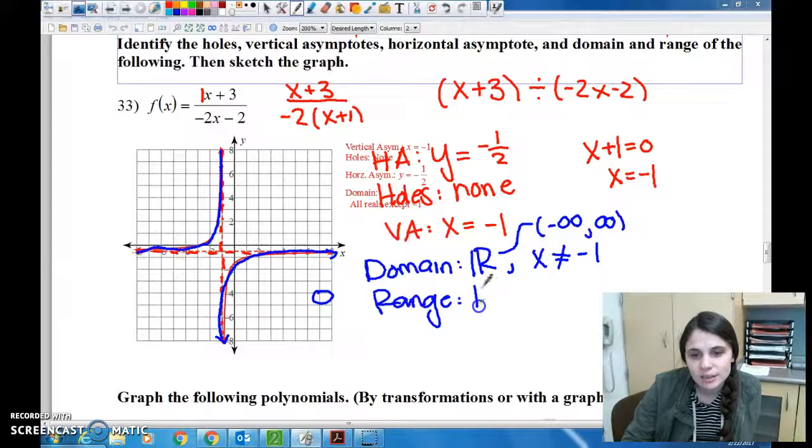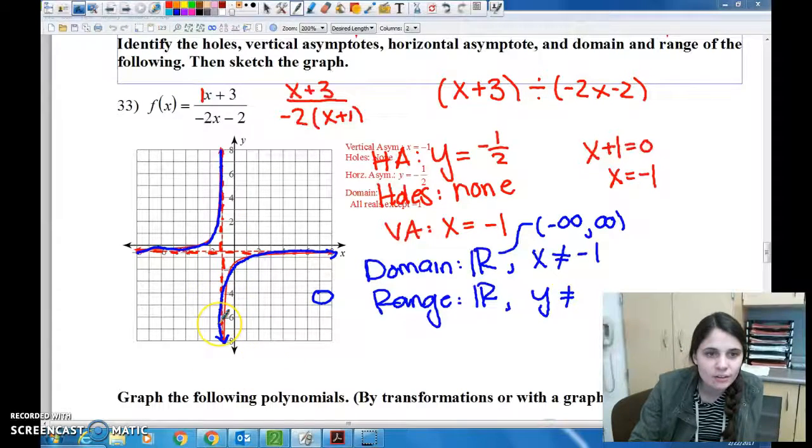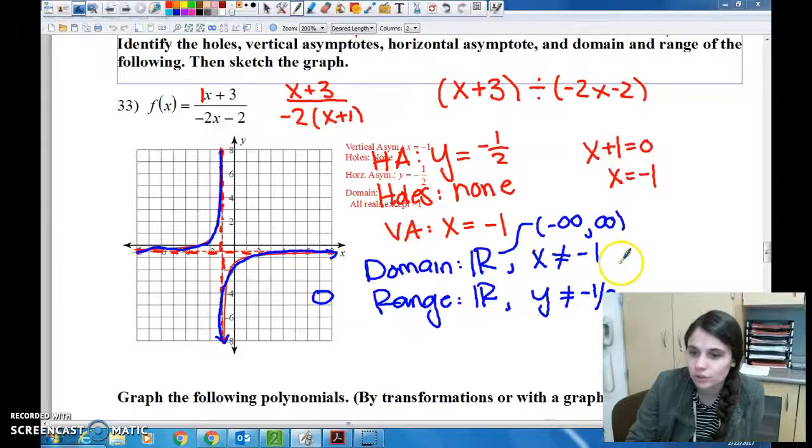And then the range is the same idea, except we're dealing with y values. So if I look at my y values, they equal everything from clear down here to clear up to the top, except where this asymptote is, which is at -1/2. And if there was a hole, that would also be not included in my domain and range. But in this case, there's no hole, so I don't have to worry about that.